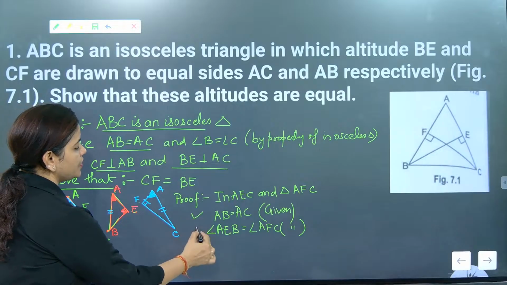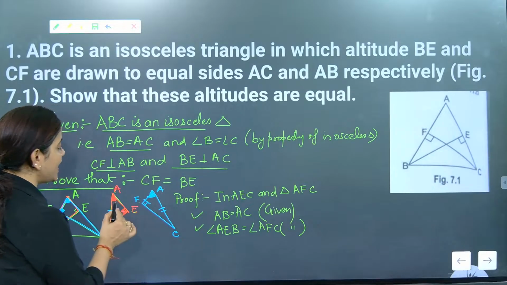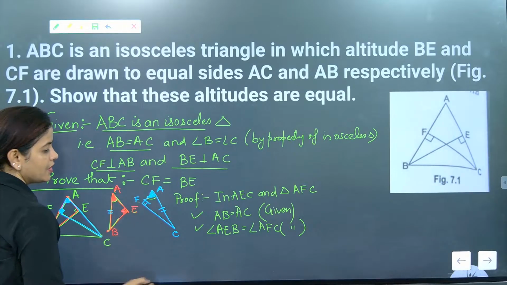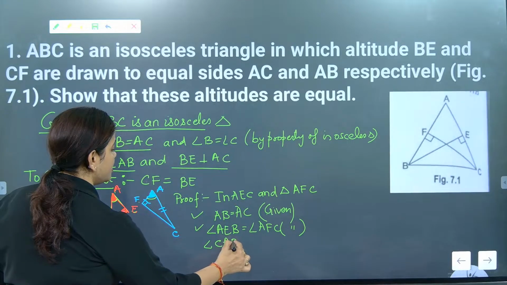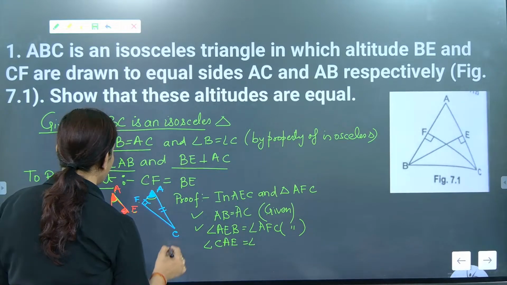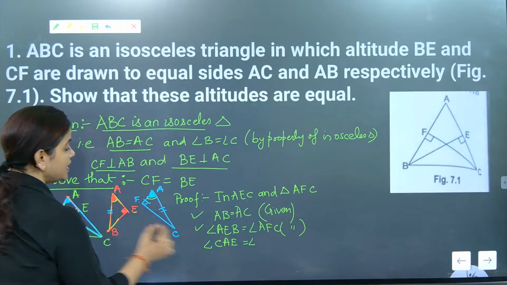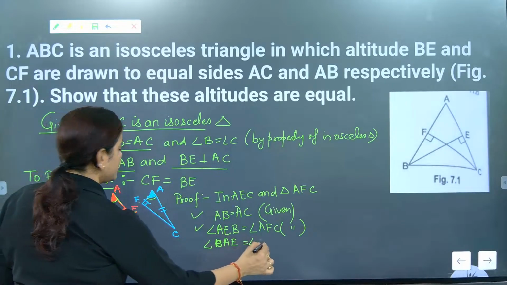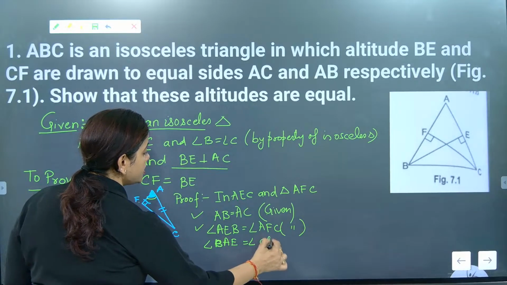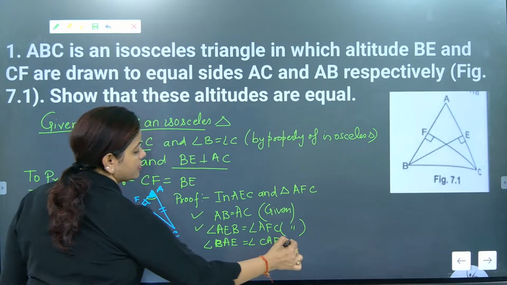Now the next part. These two things we have. Now, what is common here? Angle A. So we can write angle BAE is equal to angle CAF, common.